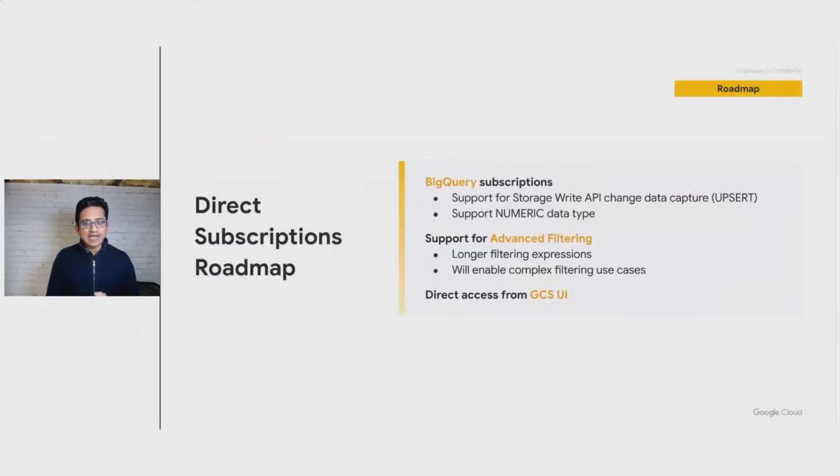Let's go to the next slide. Now, as I said, we've got thousands of customers using both these capabilities, and based on the feedback, we are continuing to improve both of these capabilities. For example, on the BigQuery subscription side, we are adding support for the Storage Write API change data capture feature. Similarly, we are enhancing the level of support that we have for advanced filtering in both of these subscription types. You'll now be able to specify much more complex and longer filtering criteria so that you're able to get only the events that you want into either BigQuery or GCS.